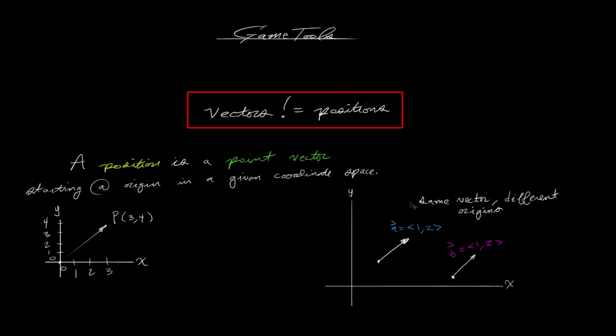However, if we look at this example over here, we have the exact same vector, which again is just a direction and a magnitude. It just has different origins and different starting spaces for these two different vectors. So again, they're the exact same. If we were to stack these on top of each other, you would see that they're the exact same vector. They're just starting in different locations.